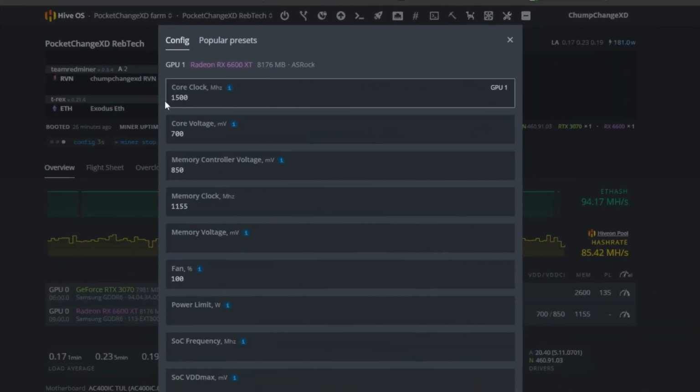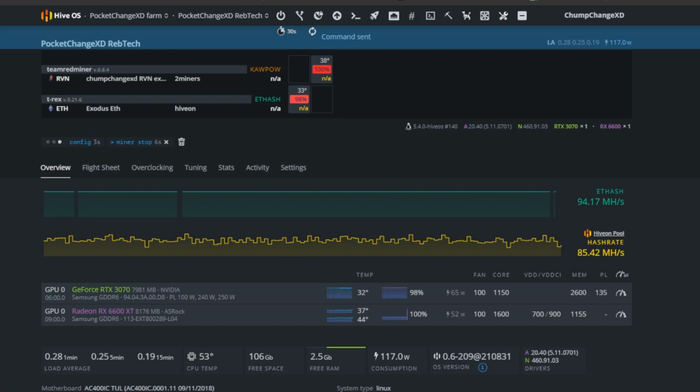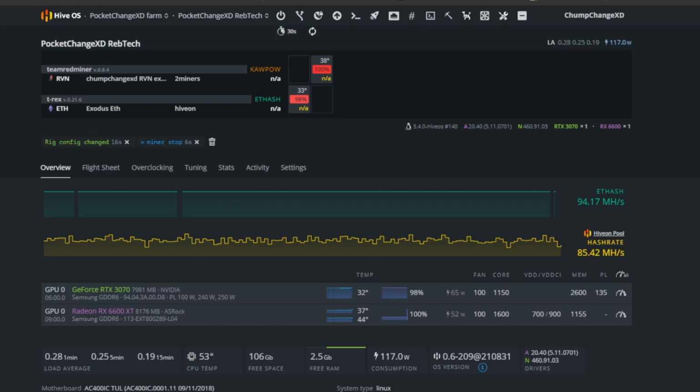Just before the miner starts, we're gonna change the core to 1600. Core voltage can stay at 700. We will put the memory controller voltage on 900 like we had before. And we'll leave the memory clock right where it's at, just for the time being. Let's see what happens. So what we want to be is right around 17 or a little bit more than 17. We got 17.09 on the Sapphire Pulse. So let's see how this one compares.